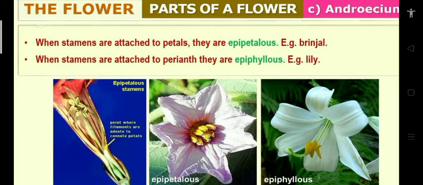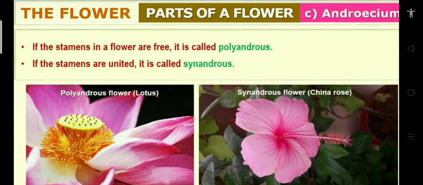Generally there is more than one stamen. When all stamens are not united but free, as you see in the diagram, that condition is polyandrous. Sorry, all stamens are free, so polyandrous, example lotus.